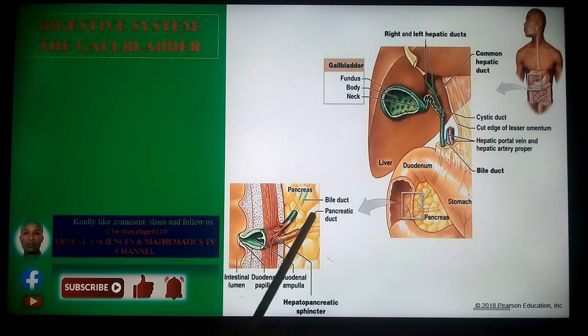So therefore, the coordination of activities between the bile duct and the pancreas is going to ensure that the necessary secretions are released and of course taken into the intestinal lumen, and these are going to assist in the subsequent process of digestion, which we mentioned.